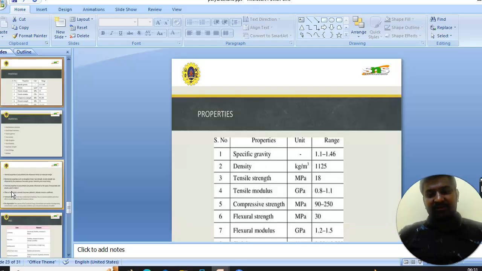Next, you will see the properties of the polyurethane. Specific gravity lies between 1.1 and 1.46. Density of the polyurethane was 1125 kg per cubic meter. Tensile strength of the polyurethane was 18 megapascal. Tensile modulus lies between 0.8 and 1.0 gigapascal. Compressive strength lies between 80 and 250 megapascal. Flexural strength was reported to be 80 megapascal, and the flexural modulus of the polyurethane was reported to be 1.25 to 1.5 gigapascal.